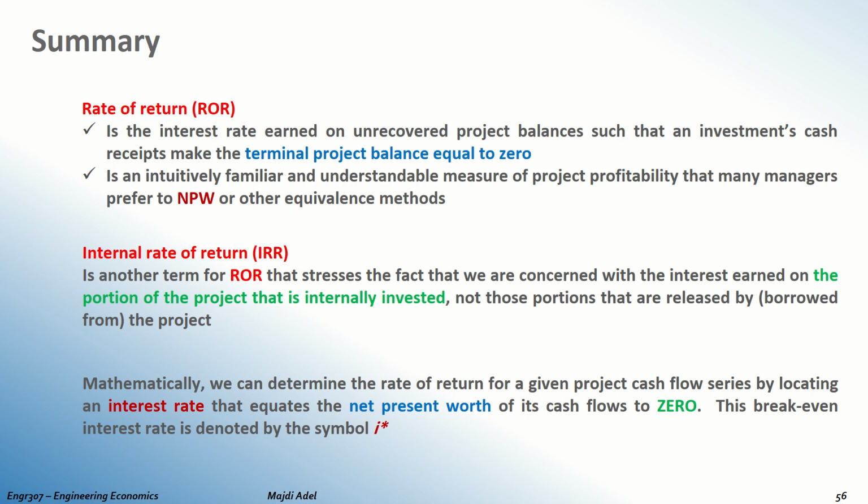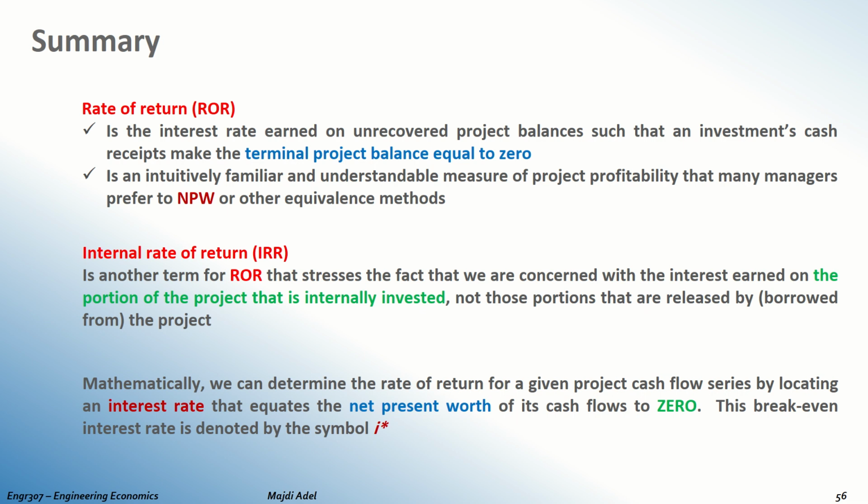Okay, and this is just a summary for the internal rate of return chapter. Rate of return has different definitions: it is the interest rate earned on unrecovered project balance, or the rate that makes the project balance at the terminal year equal to 0. Managers or companies prefer to use the internal rate of return over the net present worth method. Internal rate of return is another term for ROR. It is concerned with the portion of the project that is internally invested, not with the portion that is borrowed or released by the project.